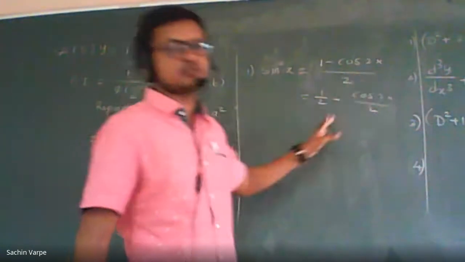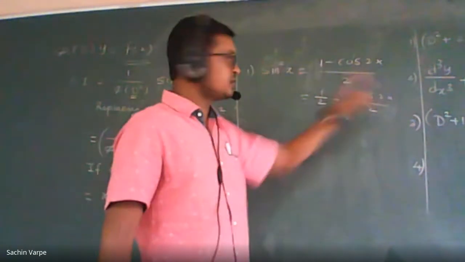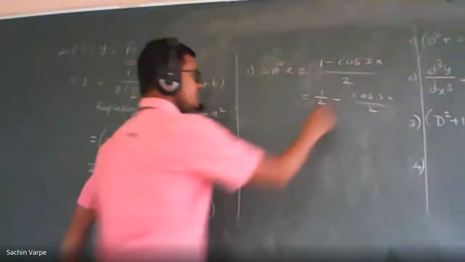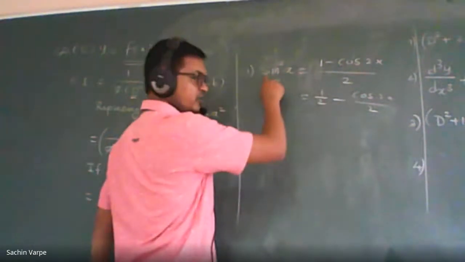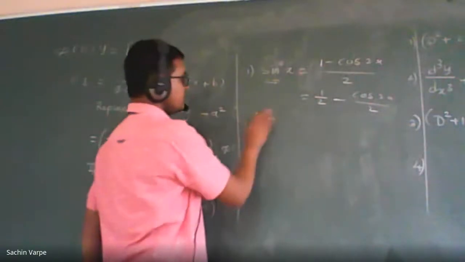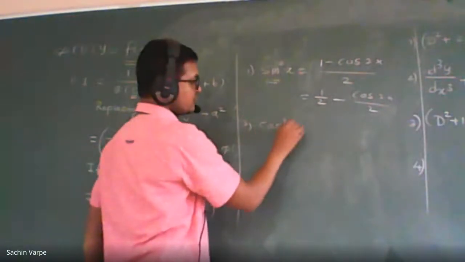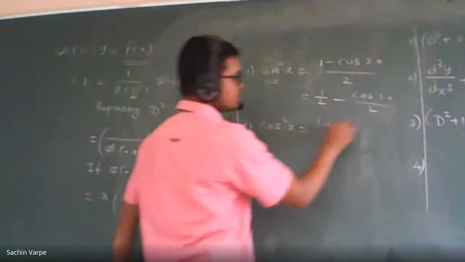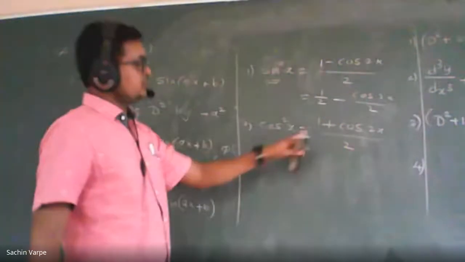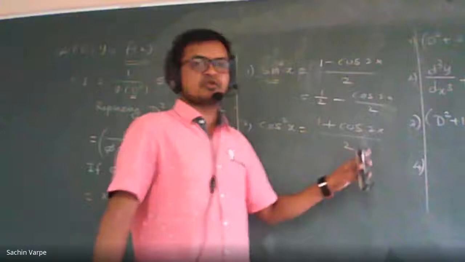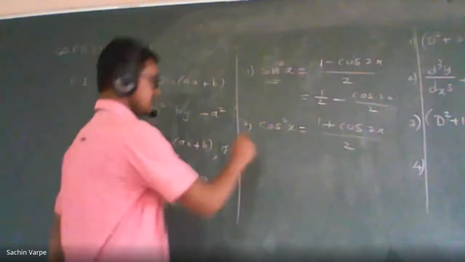We are replacing d square by minus a square. So further steps are very easy. Once you get the quadratic or cubic term into linear, then we have the formula for cos square. Cos square x is 1 plus cos of 2x upon 2. So by this also we get half plus cos of 2x by 2, and then that will be linear.